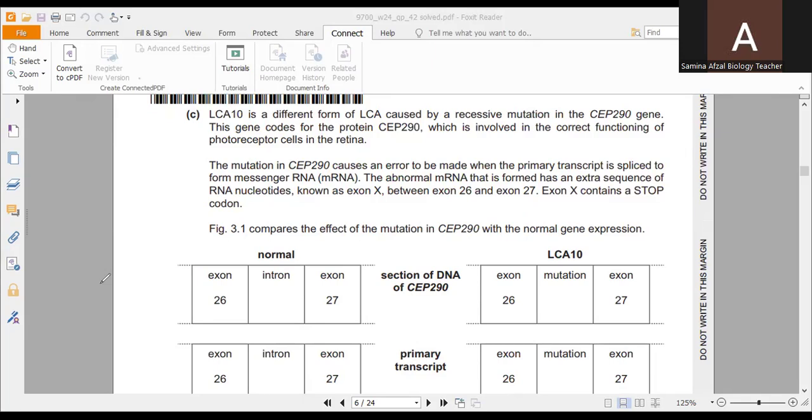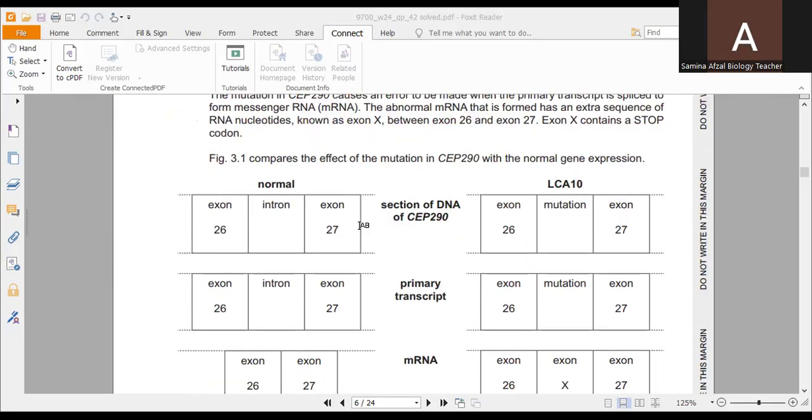The mutation in CEP290 causes an error to be made with the primary transcript in the process to form messenger RNA. The abnormal messenger RNA that is formed has an extra sequence of RNA nucleotides known as exon X, between exon 26 and 27. Exon X contains a stop codon. Compare the effect of the mutant. You can see over here the normal and LCA10 section of DNA of CEP290.